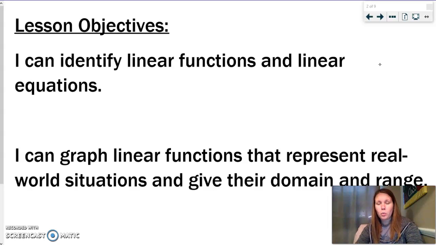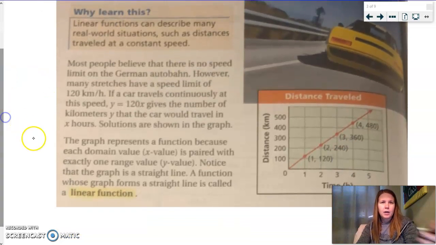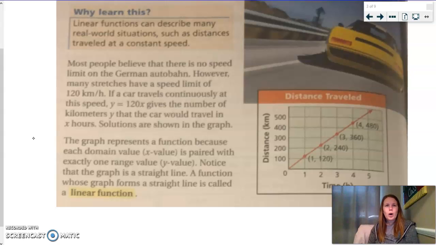So we've already talked about what makes a function. I think this is going to be really helpful for those who are still struggling with identifying functions, as well as identifying domain and range. So it's kind of a review of things we've learned, but a little bit different as we continue on. Here are some key ideas that they start talking about. They talk about why learn this.